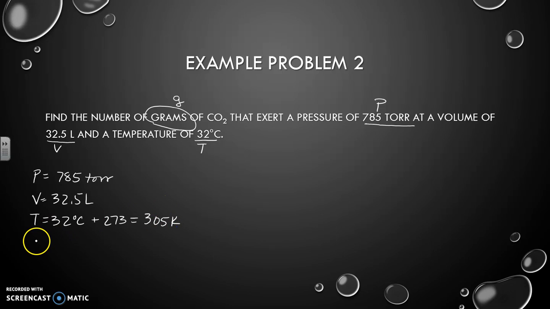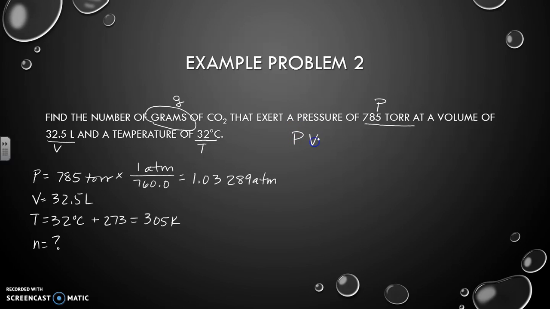All right, we're looking for grams, which means we have to solve for N. Our pressure units are in torr, so we need to change that. I think the easiest one to change to is 1 atmosphere, because it gives us a 1 in our numerator or denominator, so it's less math that we have to do. So 785 divided by 760 is 1.03289 ATM.